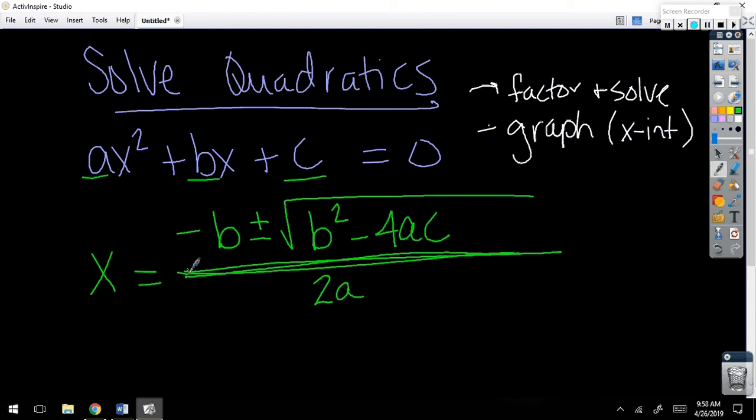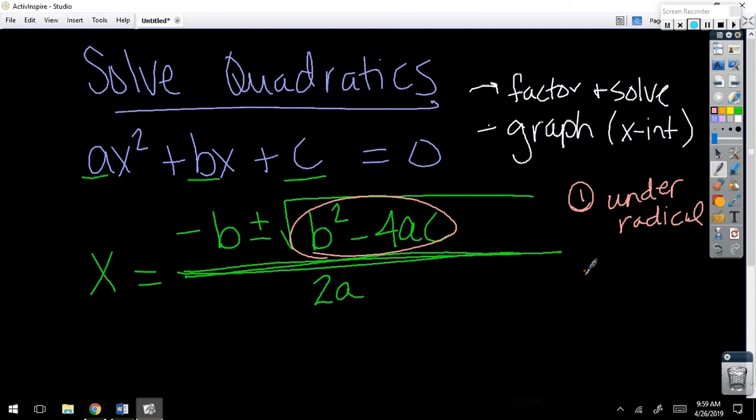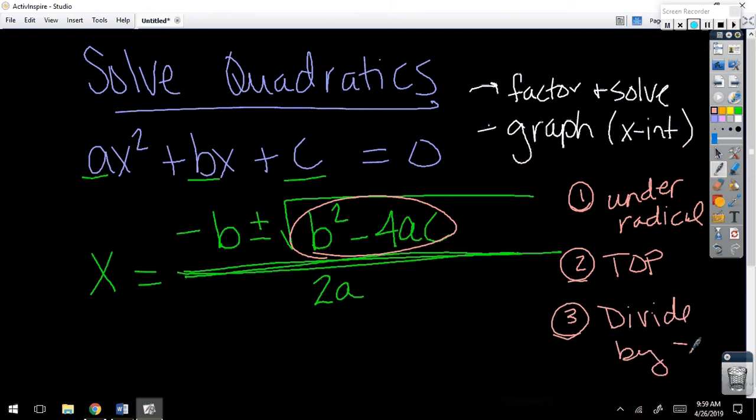Okay? So, to be successful when you use this formula, there's an order that you have to do this in. And I always tell everybody, do what's under the radical first. After you simplify what's under the radical, and if it's a perfect root, then you can do that. The next thing you do is the whole top of the fraction. And then the last thing you do is you divide by 2A. So you want to make sure you go in the right order as you move through this big formula, okay?